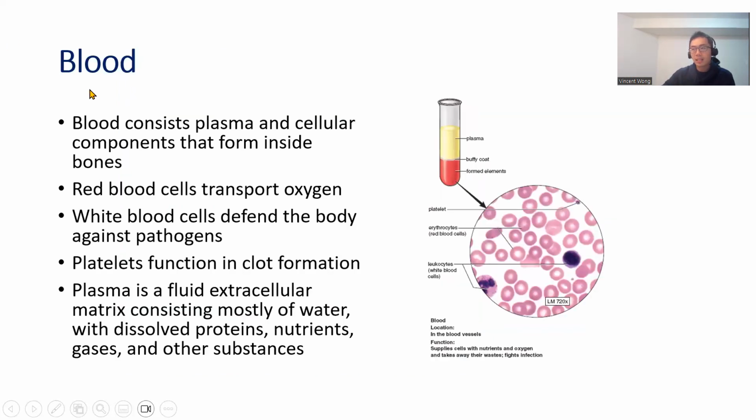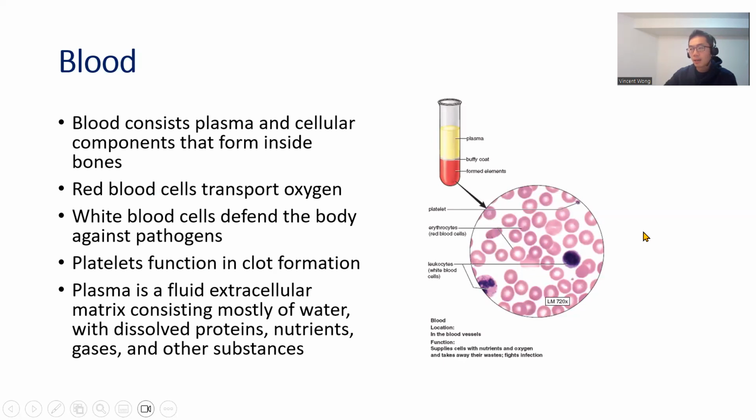Finally, we have blood. Blood is also a type of connective tissue. It's made up of cellular components that are found in the liquid portion of blood. The liquid portion of blood is called plasma. Plasma is mostly water with some proteins and nutrients in it. And then there are three kinds of cells: red cells, white cells, and platelets. Red cells help you transport oxygen. White cells help you defend the body against pathogens. Pathogens are things that make you sick, right? And platelets help you stop the bleeding.